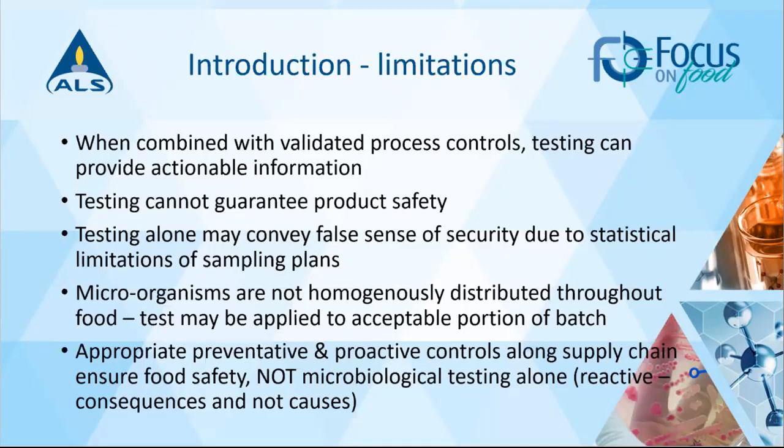So microbes are not homogeneously distributed throughout food, especially in powders. Microorganisms can clump together in pockets and testing may be applied to a portion of the batch that has no microorganisms present. So the most effective way to ensure safe food, obviously, is to implement appropriate preventive and proactive controls along the supply chain, not just with final product testing on its own. Final product testing, as well as in-process testing, should be used to strategically verify that the food safety controls are effective.